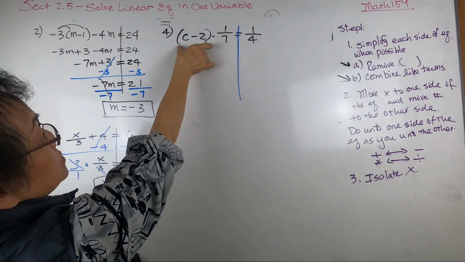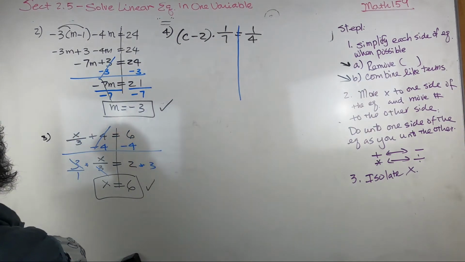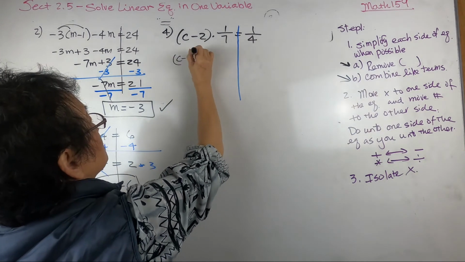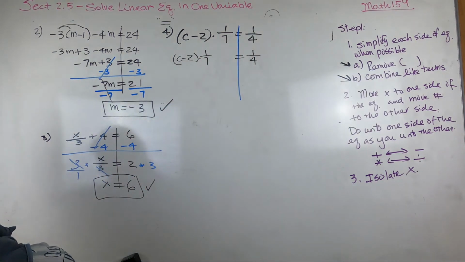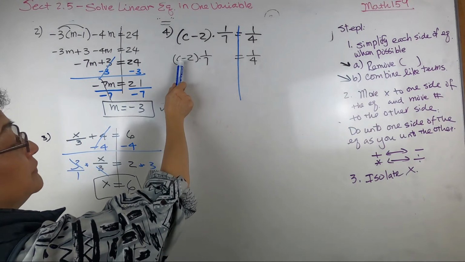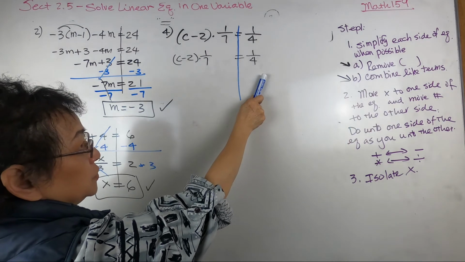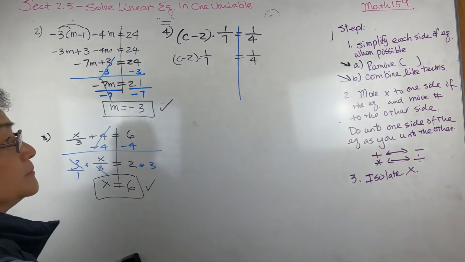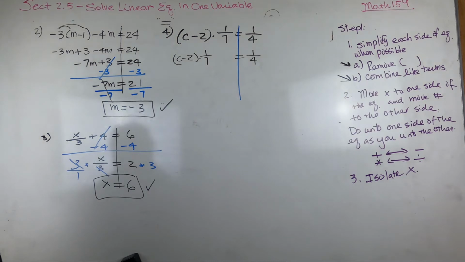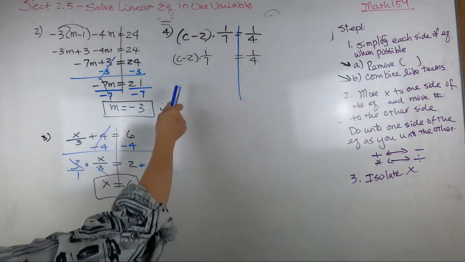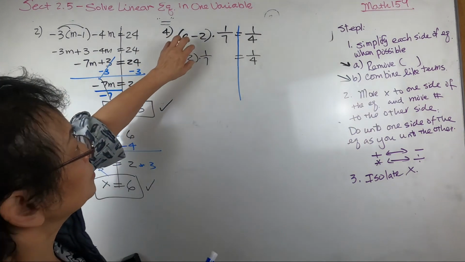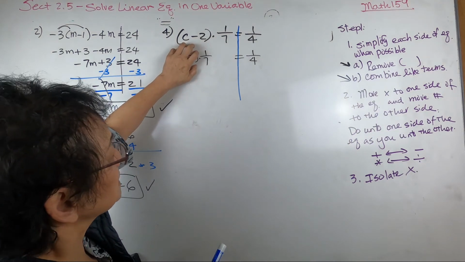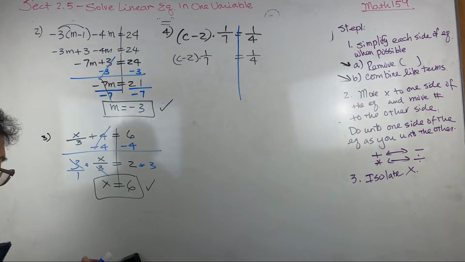Okay, and this is a group, multiplied by 1/7. So what do you need to do? The whole idea is, that's the original, right? To get the variable by itself. So we have an equation, we have a variable, the power is 1, so we have a linear equation. Then we follow the steps to get c by itself. Then we have to get rid of everything around c. So the whole thing is multiplied by 1/7. So the whole thing, c minus 2, we keep it. Then get rid of 1/7 first.